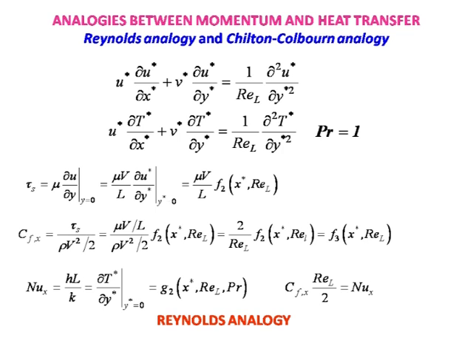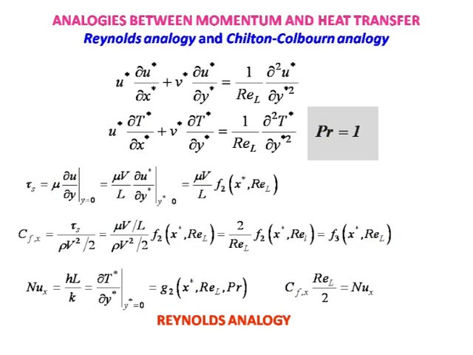This is Reynolds analogy. That is, this Nusselt number, how did this come? This came from just these two. Nusselt number is G2 of X, Re_L, Pr. This is F3 of X, Re, this one. These two are equivalent, are equal because of the non-dimensional temperature.